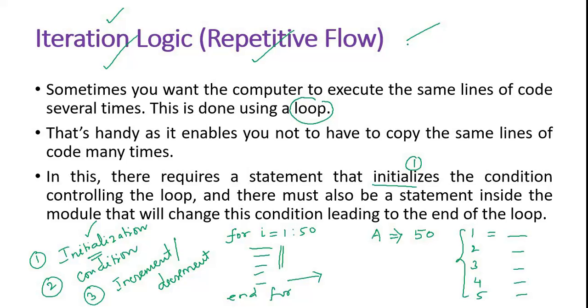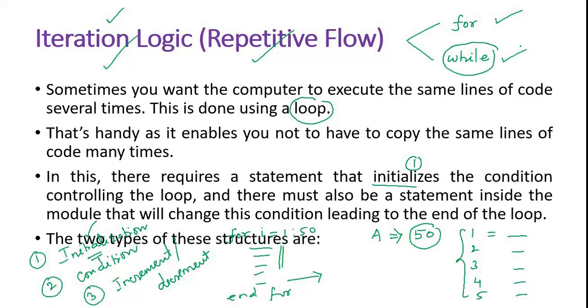Usually there are two different iteration logics that are popular. One is for loop, another one is while loop. There is a basic difference between for loop and while loop. If I know that this loop is going to execute 50 times, if I know the certain number, then I can go for a for loop. If I don't know the count, until the condition is satisfied, I can go for a while loop. Both for loop and while loop we are going to discuss in the coming lectures.